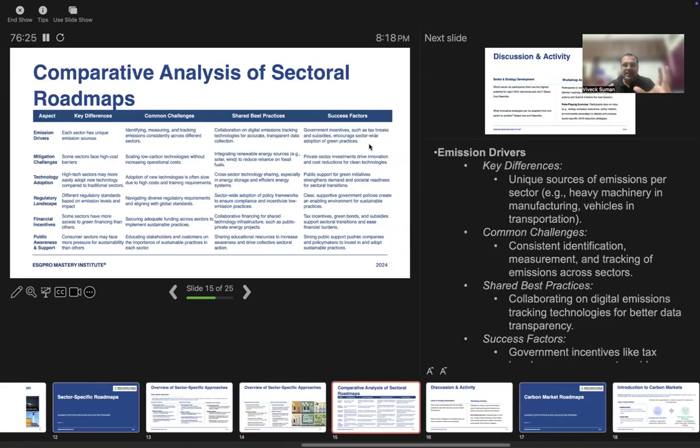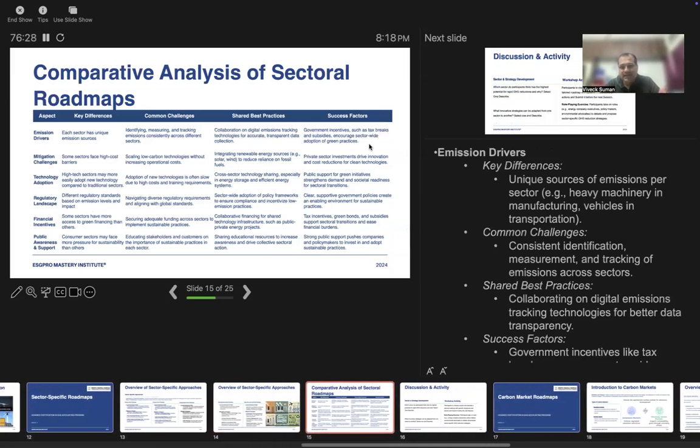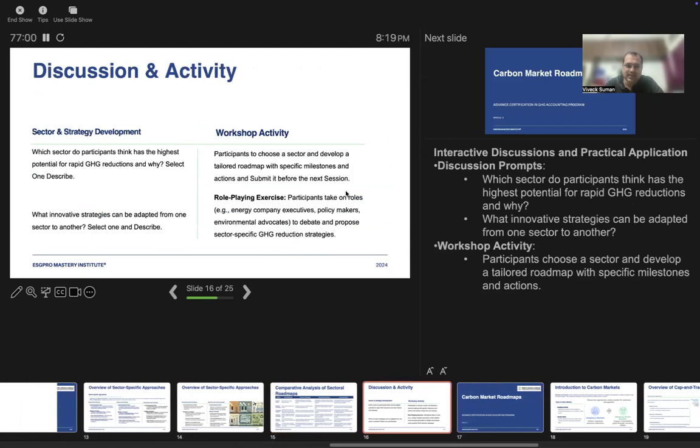Now, if you look at the comparative analysis of roadmaps, I have just summarized what the differences are based on emission driver, mitigation challenges, technology adoption, regulatory landscape, and financial incentive, along with awareness. Awareness is also a very important factor. And compare them based on key differences of each of the sectoral roadmaps, common challenges, shared best practices, and success factors for that industry or sector. Take a screenshot of it, read it in your free time. A lot of gyan, and if you have such kind of challenges, you can use this.